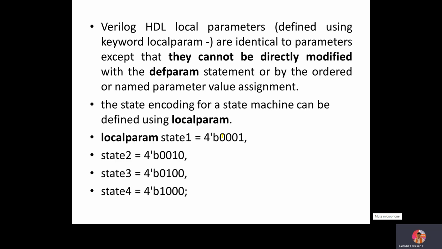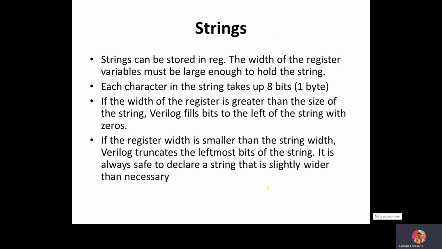Right. Still, there are different types of local parameters available, which have been shown here. Okay. So local parameters in Verilog are defined by using localparam. They cannot be directly modified with defparam. So local parameters: state 1 equal to 4-bit 0, state 2 equal to 1 0, state 3 equal to 1 0 0, sorry, state 4 equal to 4-bit 100. So this is our general parameter and how we are going to display it. Now we have observed numerical values, parameter values, and memory values.